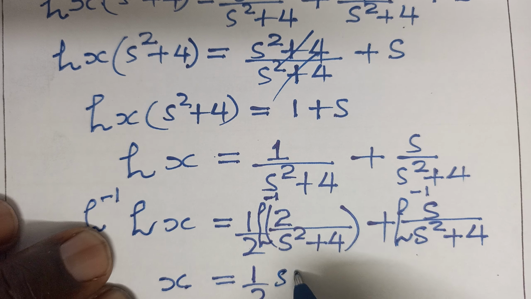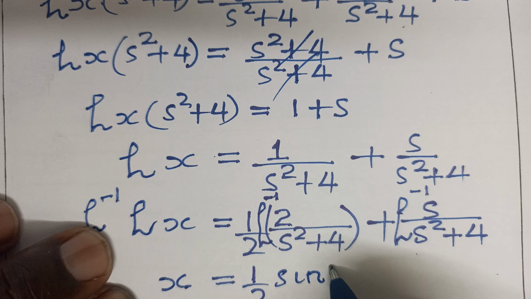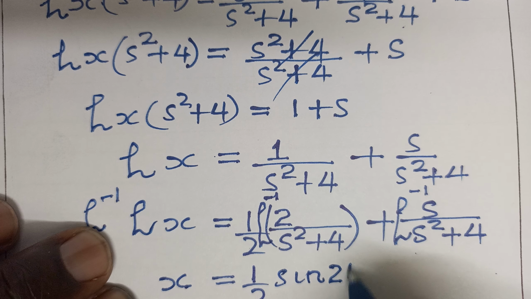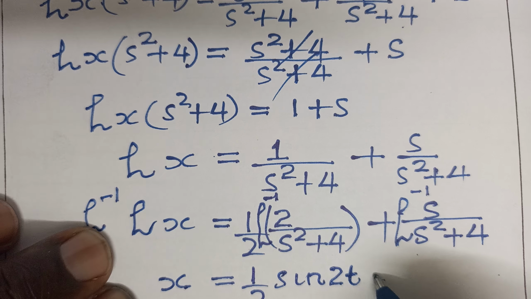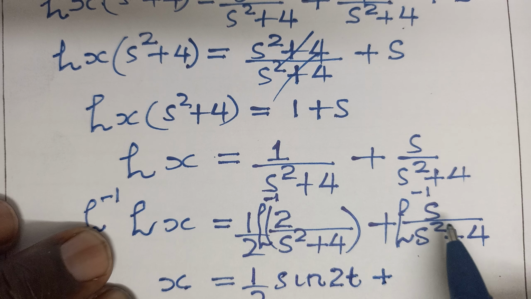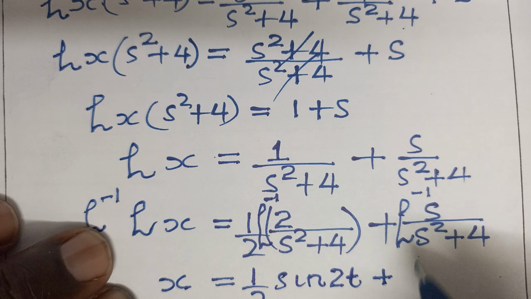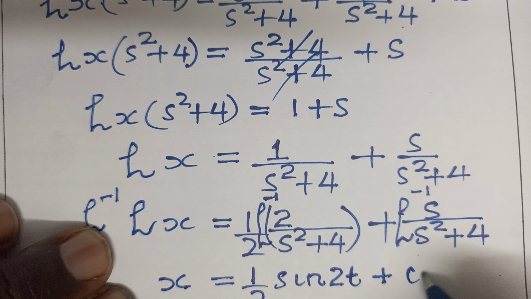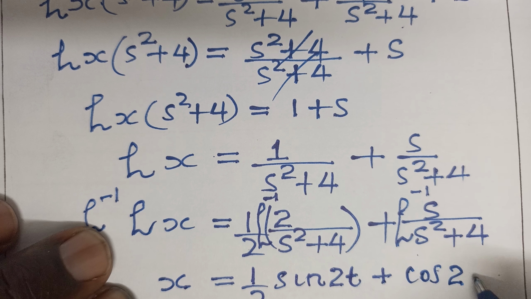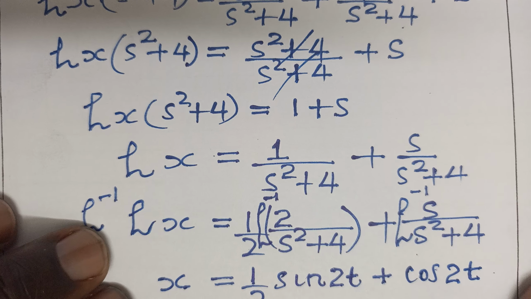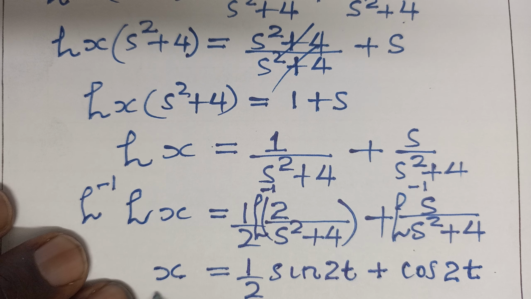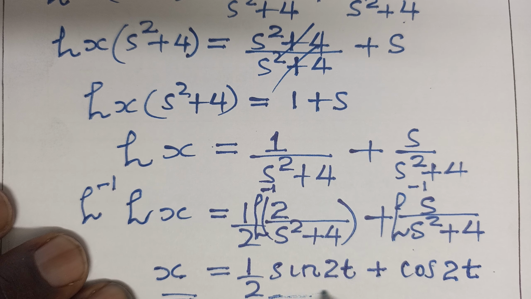sin 2t, and plus, now for this, s all over s squared plus 4 will be cos 2t. As you can see, I have done it for you. I've gotten x, which is this.